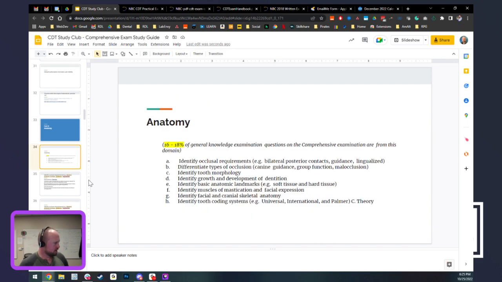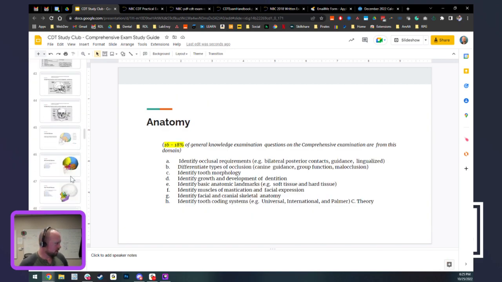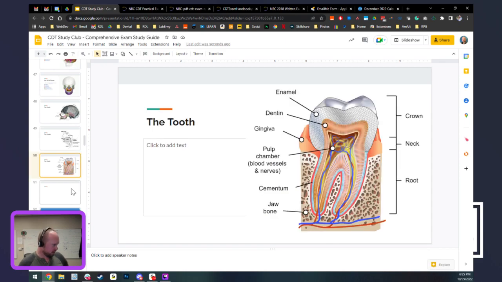All right. Identify tooth morphology. Okay, that's where we were headed. So we did the bones, and we haven't done tooth morphology.